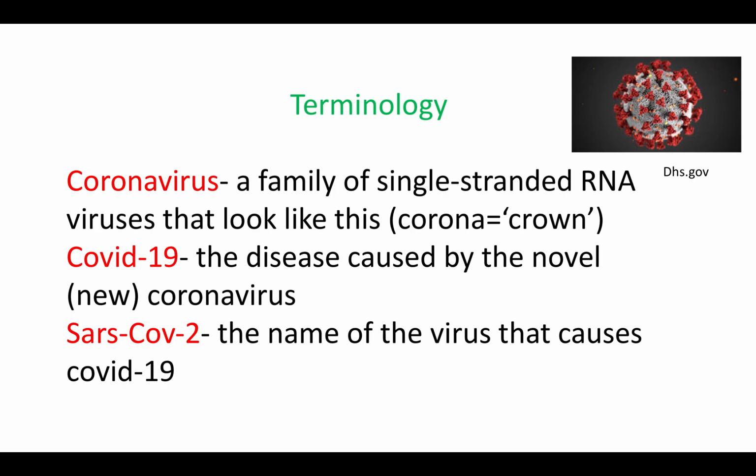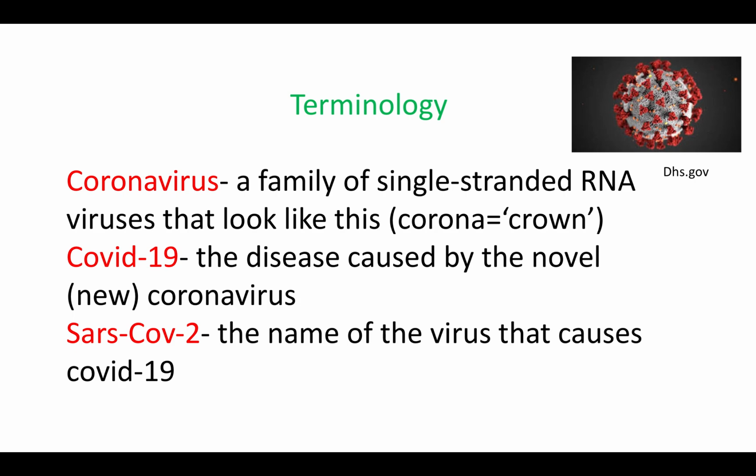COVID-19 got its name from the disease caused by the novel coronavirus. So CO is corona, VI is for virus, and D for disease. So coronavirus disease, first discovered in 2019. And then it's often referred to as SARS-CoV-2 when you get into the primary literature. This is something that you see a lot.